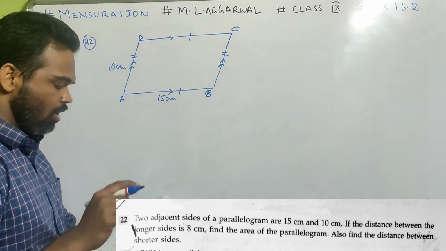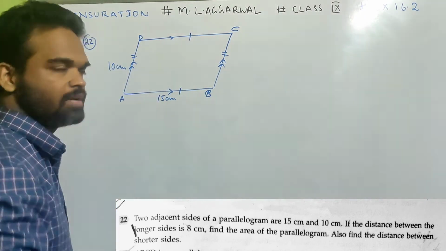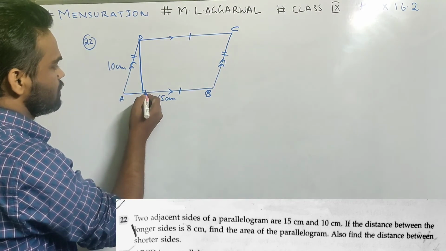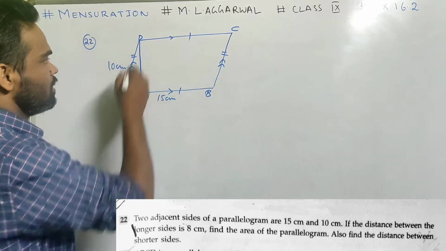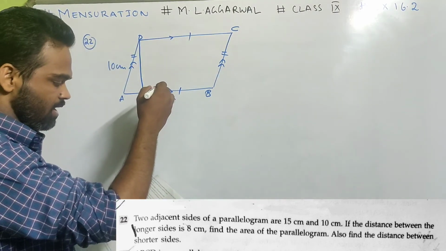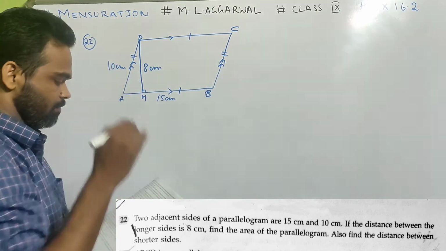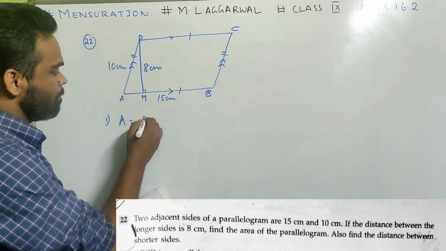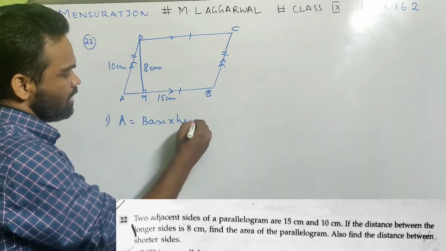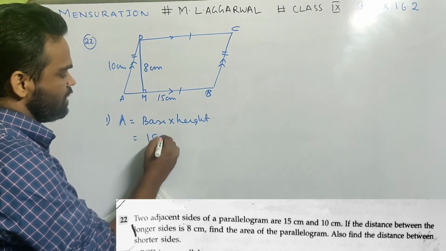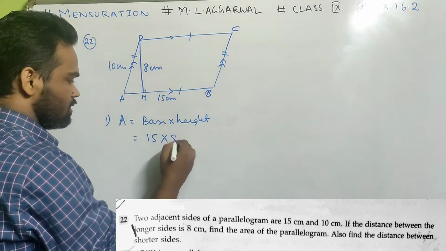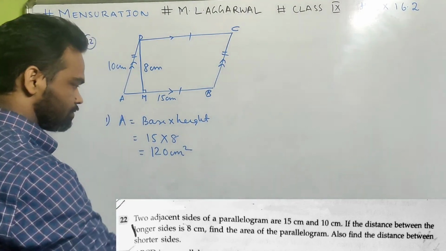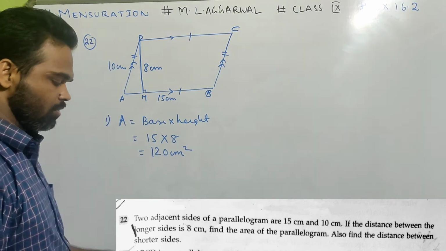If the distance between the longer side is 8 centimeter, the perpendicular distance. So from the vertex, if you drop a perpendicular, suppose M, DM, then the length of DM is given as 8 centimeter. Find the area of the parallelogram. First part, very easy. Area of a parallelogram is base into height, isn't it? Base is 15 and height is 8, that is 120 centimeter square. Done.